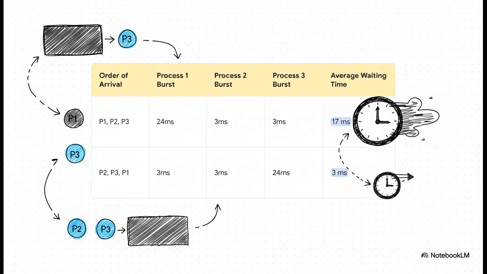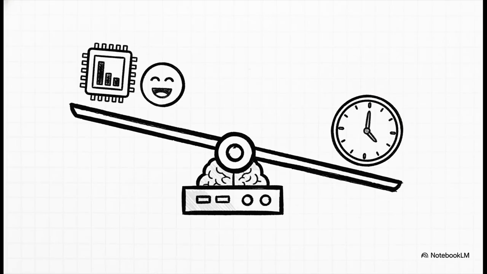Now that might not sound like a lot, but multiply that difference across thousands of operations a second, and it's what makes a system feel snappy and instant instead of sluggish and slow. It's a huge deal. And that's why modern operating systems use way smarter algorithms than just first come, first served. Their whole goal is to keep that CPU busy while making sure no process has to wait too long. It's all about keeping your computer feeling fast and responsive.